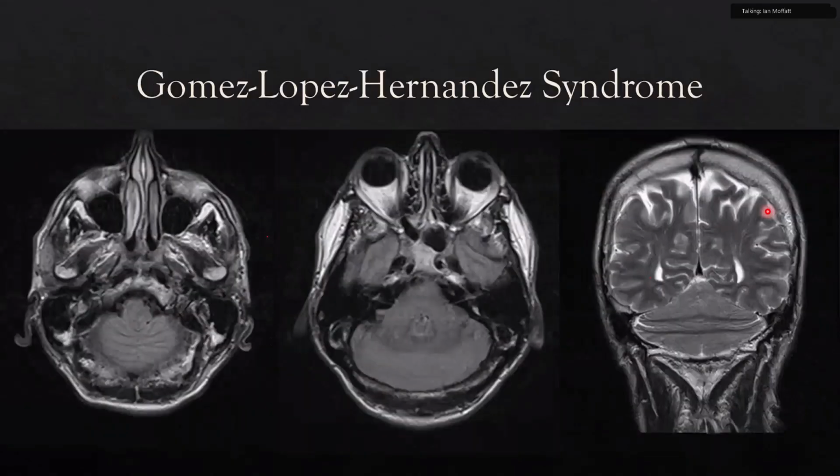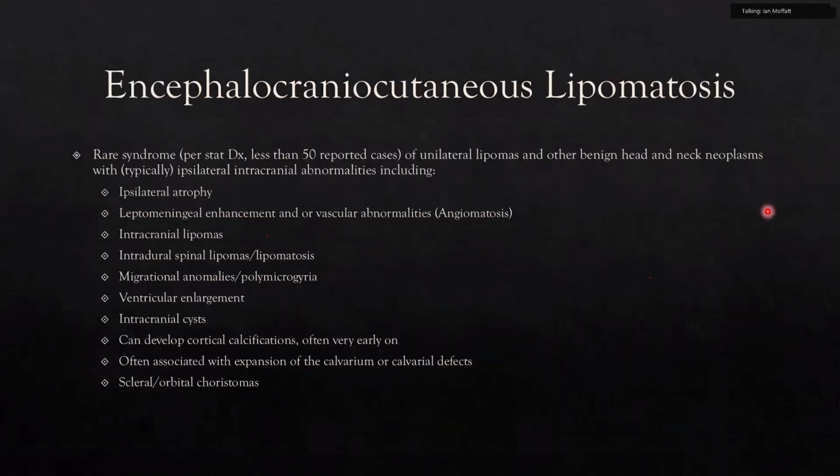And then they have a typical, show you a different phakomatosis that has a similar finding, but they have a typical occipital alopecia, focal alopecia, which will appear similar to encephalocutaneous lipomatosis. So this is another rare syndrome with less than 50 cases reported of unilateral lipomas and other benign head and neck neoplasms with typically ipsilateral intracranial abnormalities.